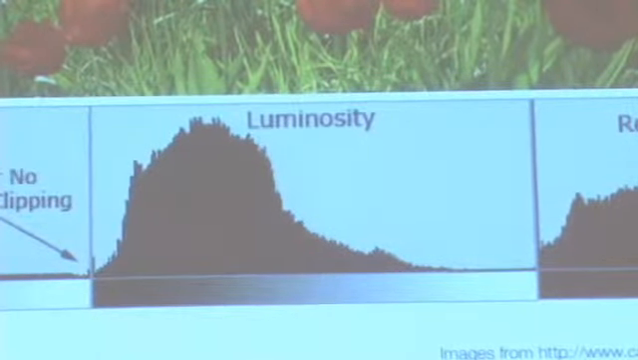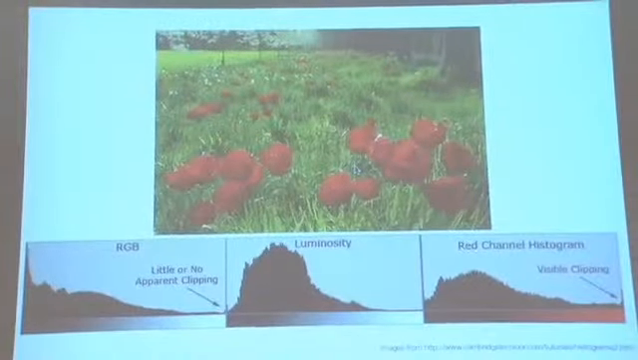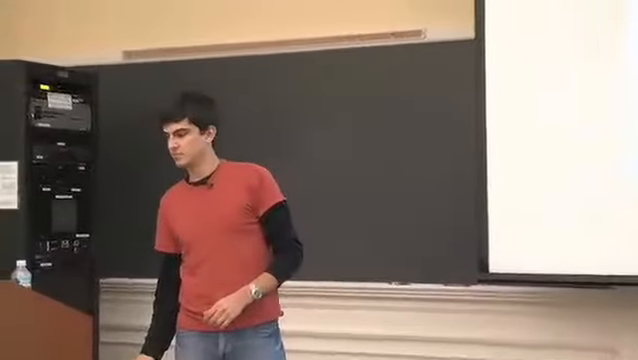Yes? Because that exact same situation happened to me, where it was a very brilliant red flower, a brilliant yellow sunflower. Mm-hmm. How would you compensate for that without then going to the point of underexposure in other areas?